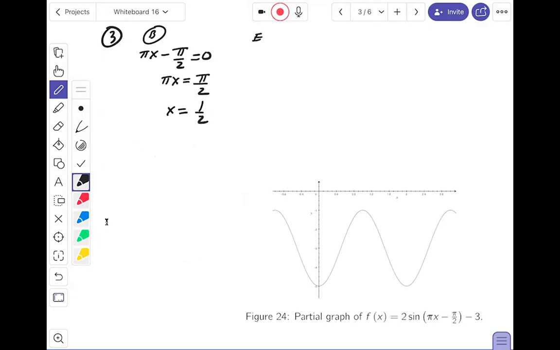Let's do the end. It looks pretty easy. Pi x minus pi over 2. At the end, it's going to be 2 pi, but I'm going to write 2 pi in terms of halves. So that'll be 4 pi over 2, because that would be 2 pi. Why'd you do that? To make it easier for me to do the arithmetic. So pi x would equal 5 pi over 2, or x would equal 5/2.